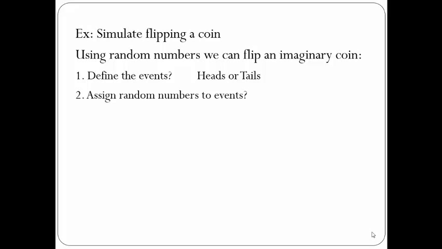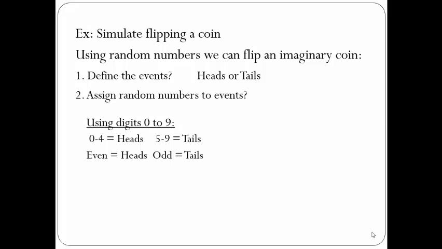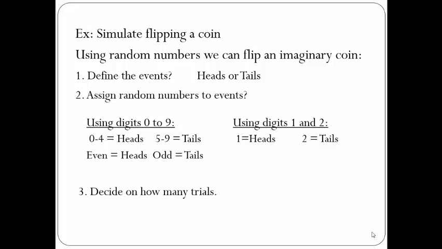Now we're going to assign some random numbers to the events. We could randomly pick between 0 and 9. Maybe the first 5 are heads, the second 5 are tails, or evens are heads, odds are tails. Probably more of where I would go, just use 1 and 2, 1 being heads, 2 being tails. Decide on how many trials you want to do, and then execute the simulation.